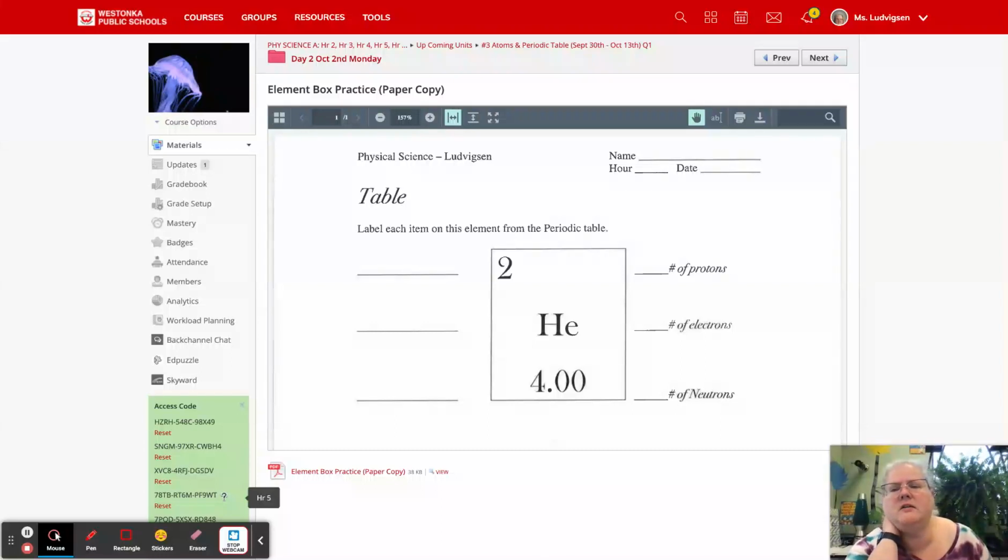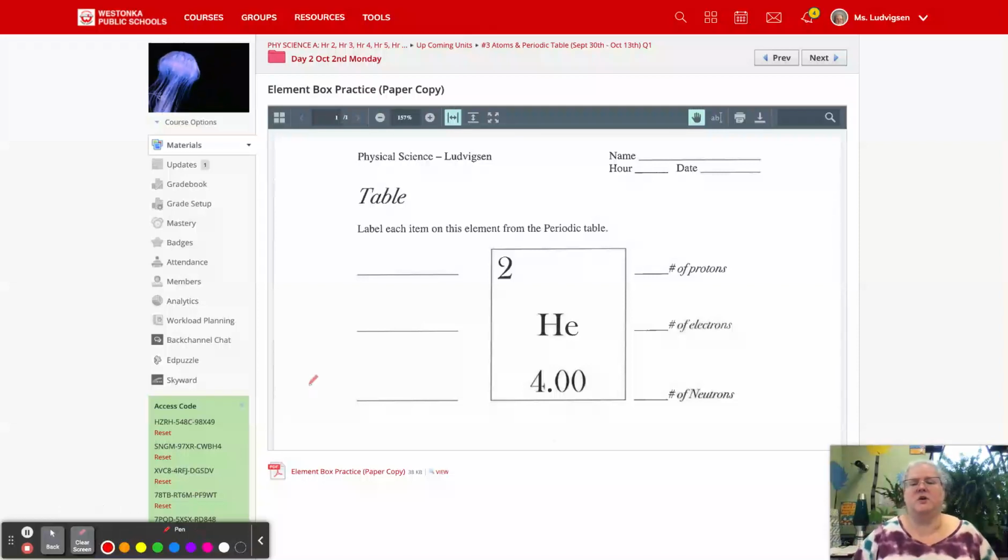Okay, so we're taking a look at our element box practice. You should have your sheet of paper out, and we are going to look at how to fill this out. So please fill this out along with me as we go.